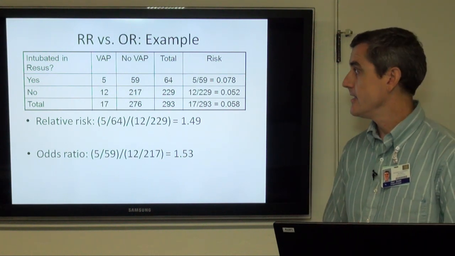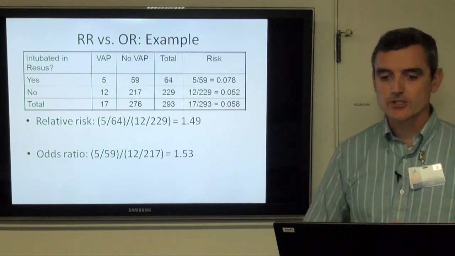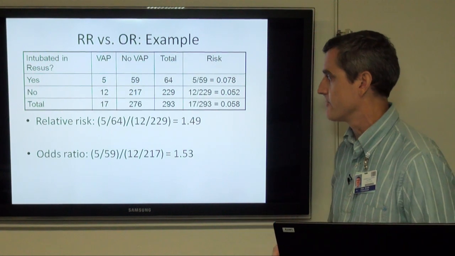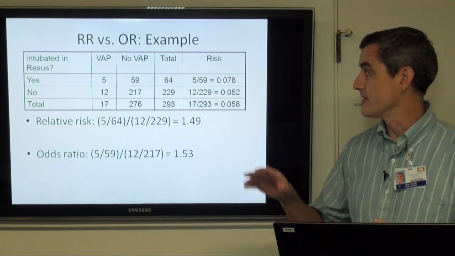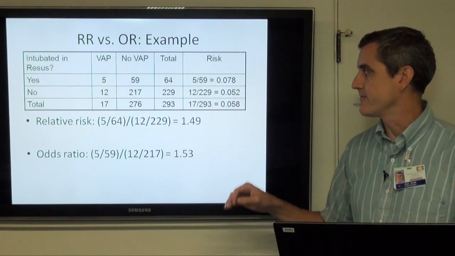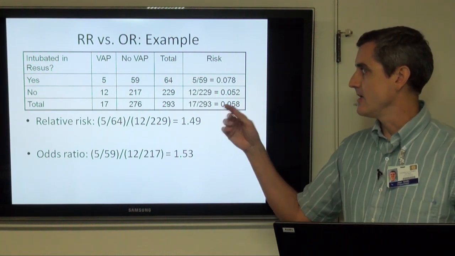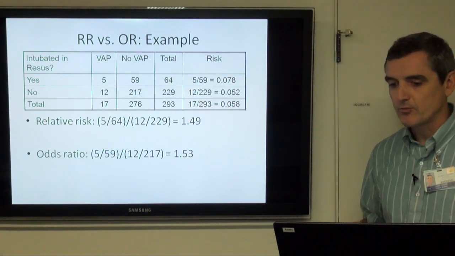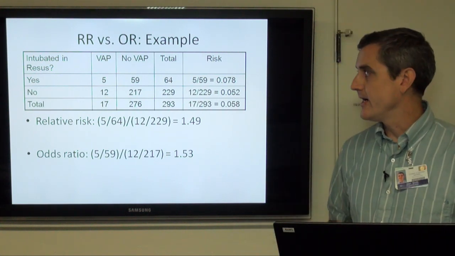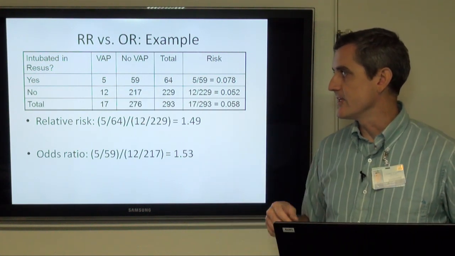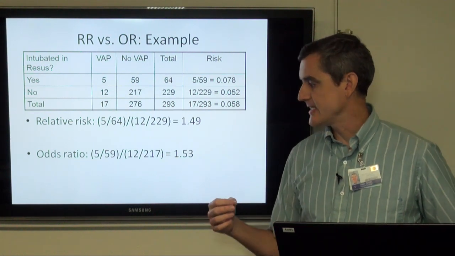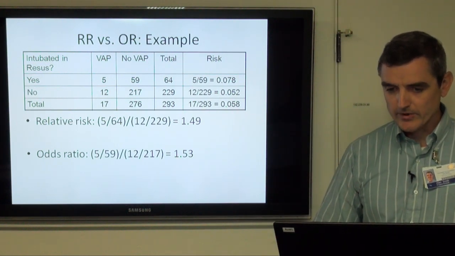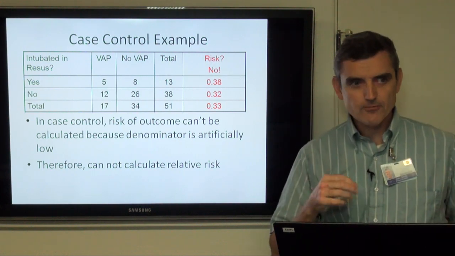All right. So looking at relative risk versus the odds ratio, when we have full data, when we have all of the data, we may as well calculate the relative risk. And in this case, that's again that 7.8% divided by 5.2% risk of VAP, depending on whether or not they were intubated in resus. And so we get a relative risk of 1.49. Odds ratio, again, is the odds, so 5 over 59 divided by the 12 over 217. And you can see that it's pretty close, but it's a little bit different. The reason we would calculate an odds ratio is if we're doing a case control study.